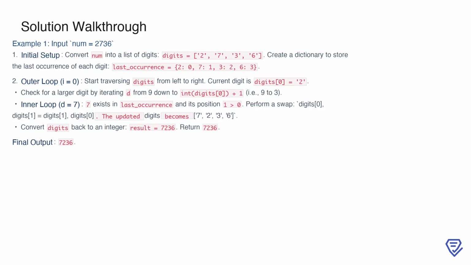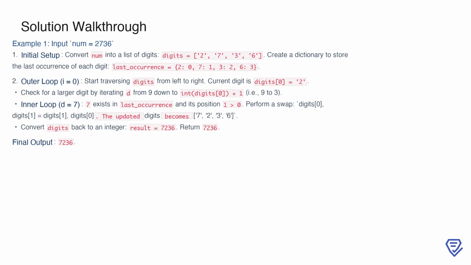Now, we begin traversing the list from left to right. Starting with the first digit, 2, we check if there's a larger digit that appears later in the list. To do this, we iterate from 9 down to 3, just above 2. When we reach 7, we find that it exists in the dictionary, and its position, 1, is greater than the current index, 0.